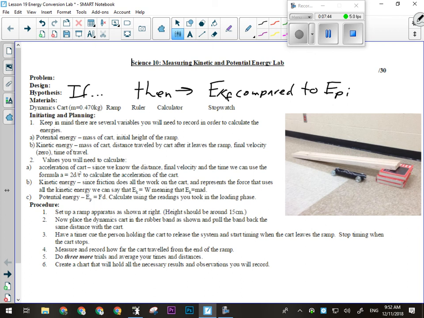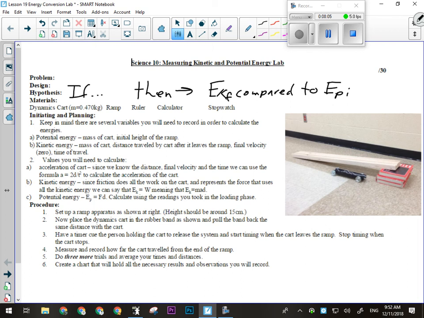All right, now in this lab, there's an initiating and planning section. It's not something you need to worry about, like putting on yours, because I think I already put it in your template. But it does have some of the formulas that you're going to use, and it tells you what things you need to record during the lab.